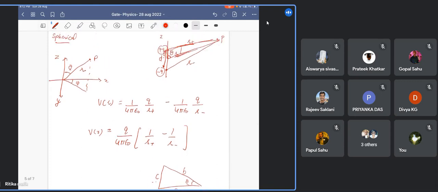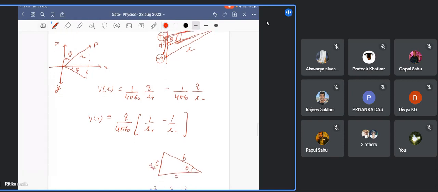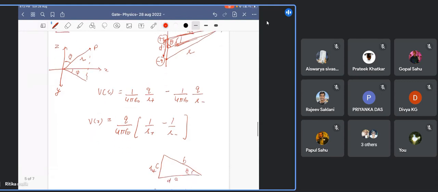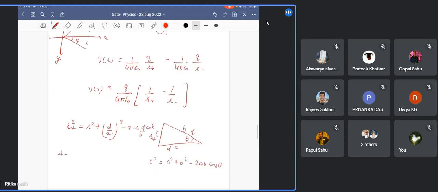So if you look at this, the distance opposite to the angle theta is r plus. This distance a here is d by 2, and this distance b here is r. So we can always write r plus square as r square plus d by 2 whole square minus 2 into r into d by 2 cos theta. Similarly, we can write r minus square as r square plus d by 2 whole square, and therefore it will be plus 2r d by 2 cos theta.